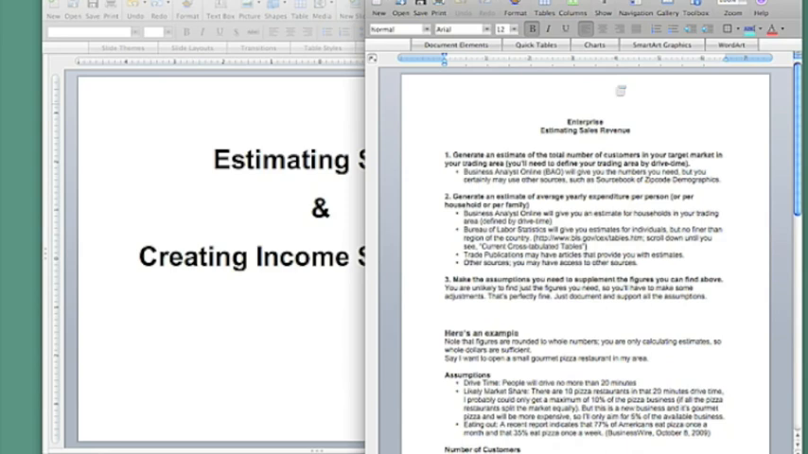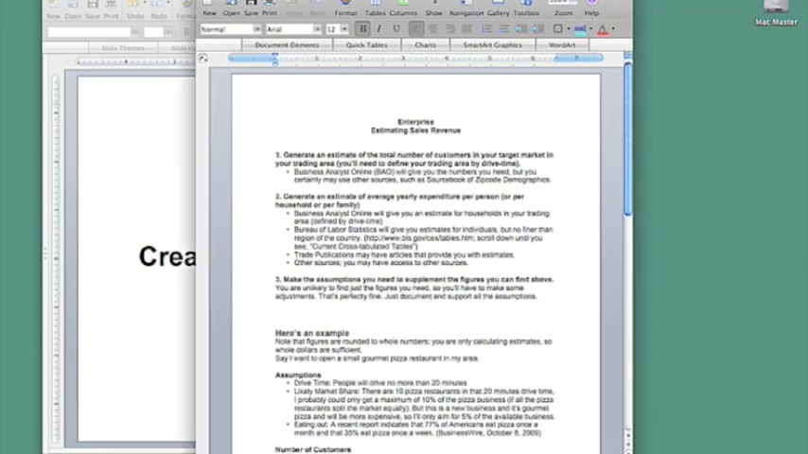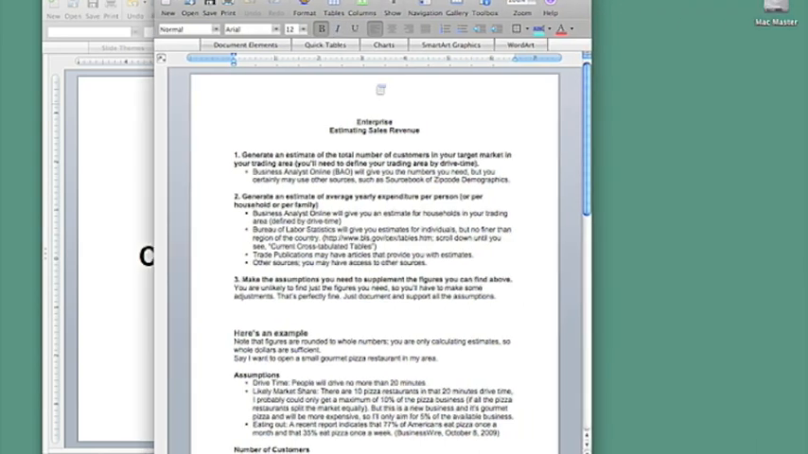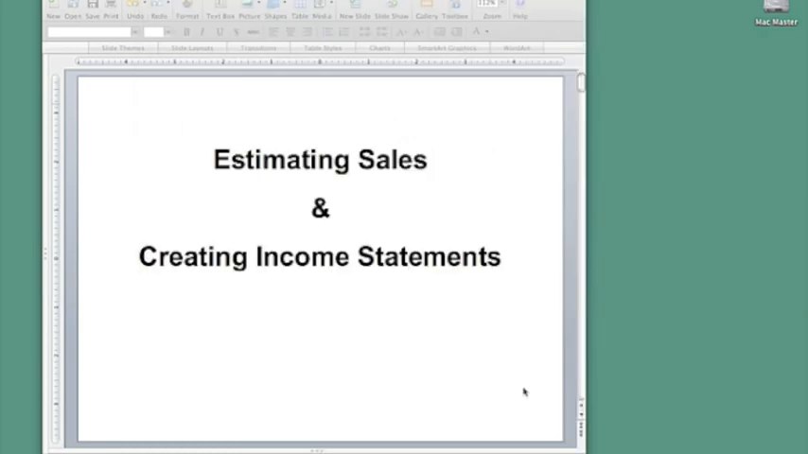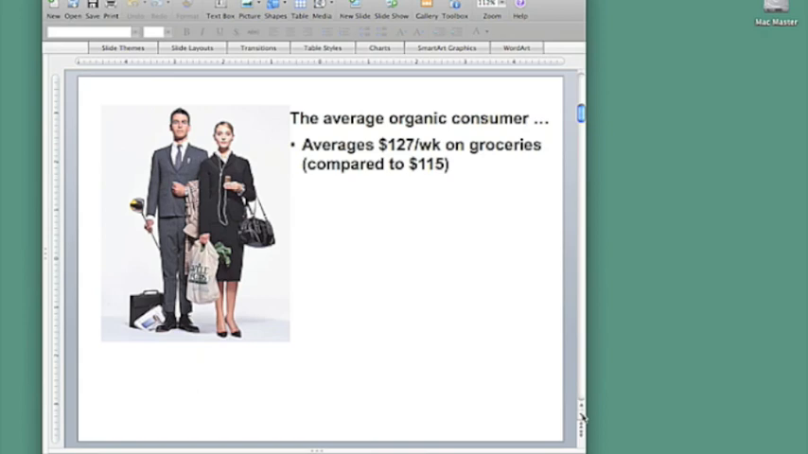The estimating sales portion of this replicates the information in the handout, estimating sales revenue, that you received on Wednesday. But in case that information wasn't clear, let me give it another try. All right, so let's talk about estimating sales, and then we'll talk about creating income statements. First of all, to estimate sales, it would be ideal if you had specific information about the purchase patterns and the purchase habits of the customers that are in your target market that you've already identified for your business.